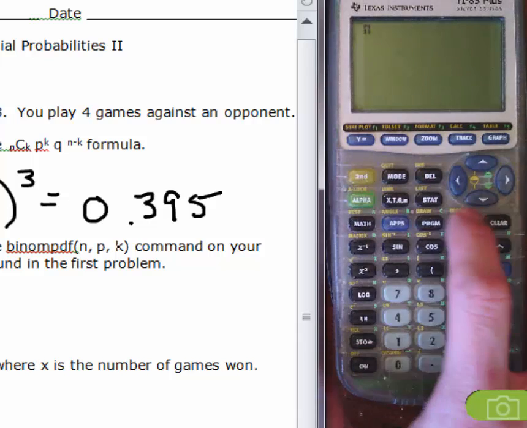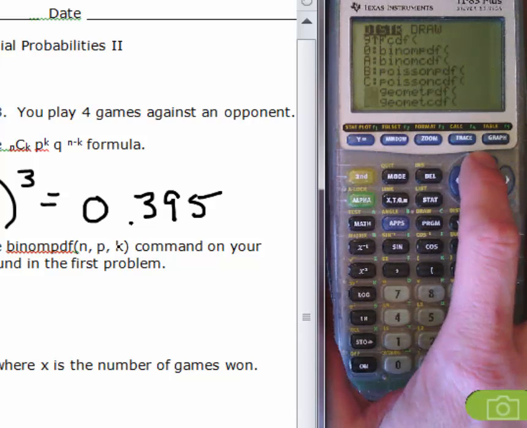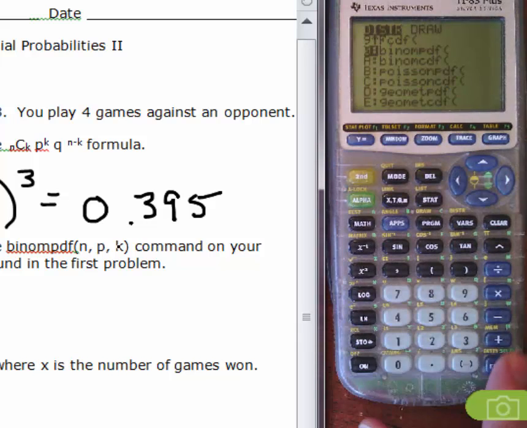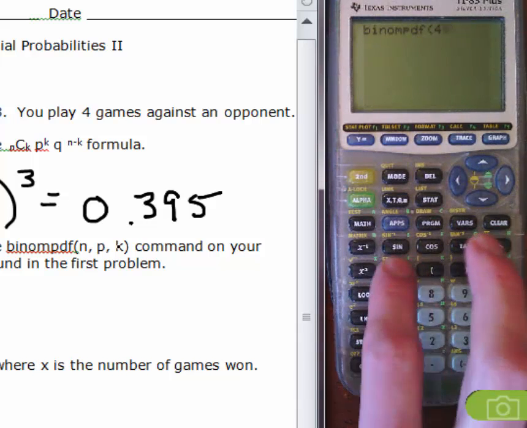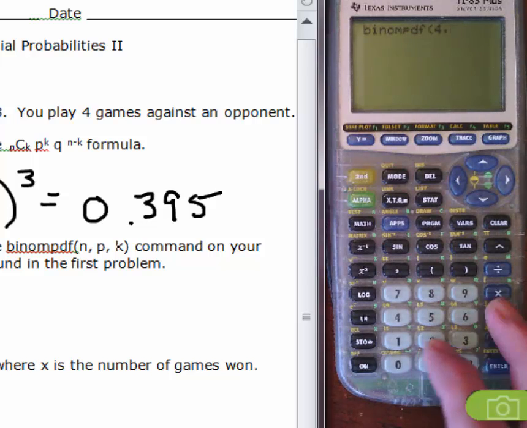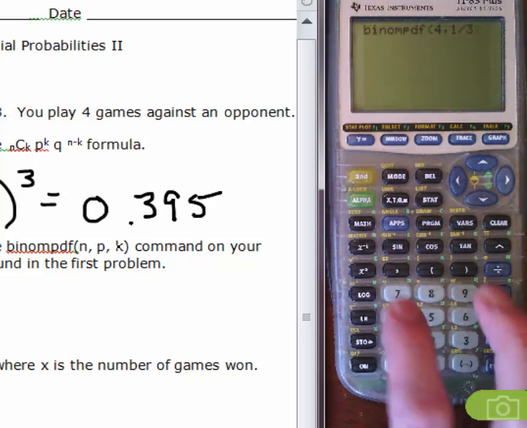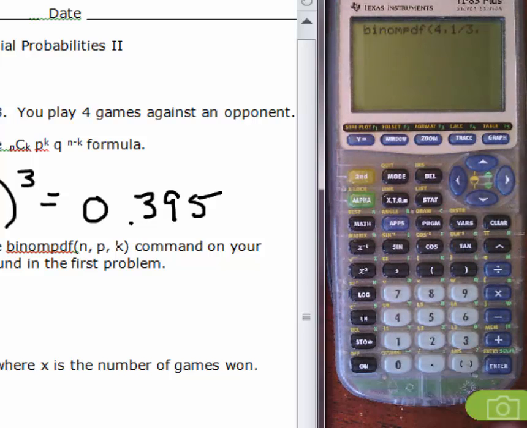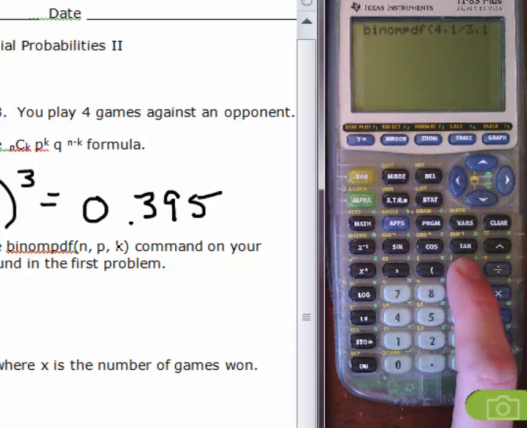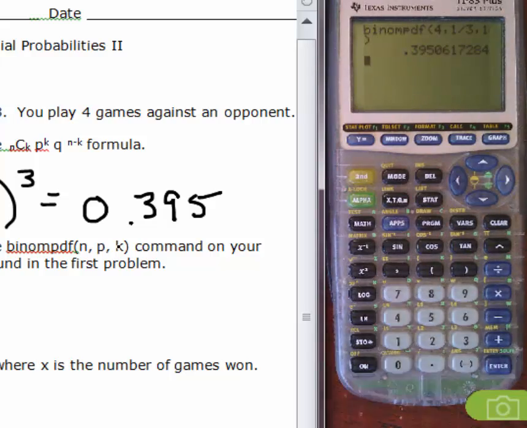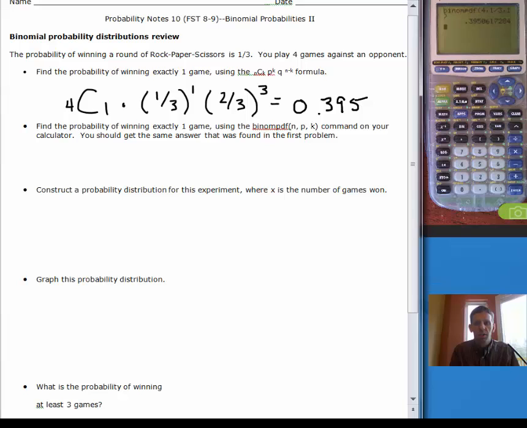So what I'm going to do is go to second vars, binompdf, and the values that you plug into this command are going to be n, the number of trials, comma, your probability of success. Now if it's a fraction, you can type in 1/3, or you can type in 0.3 repeating. K is the number of successes, that's 1, and we hit enter, and you get 0.395, the same answer that you should have gotten using the other method. Now if you have a newer calculator, it may say a little different menu option other than this, but you're still going to plug in the first number as your number of trials, the second value is your probability, and the last number is your number of successes. So it should work out just fine.